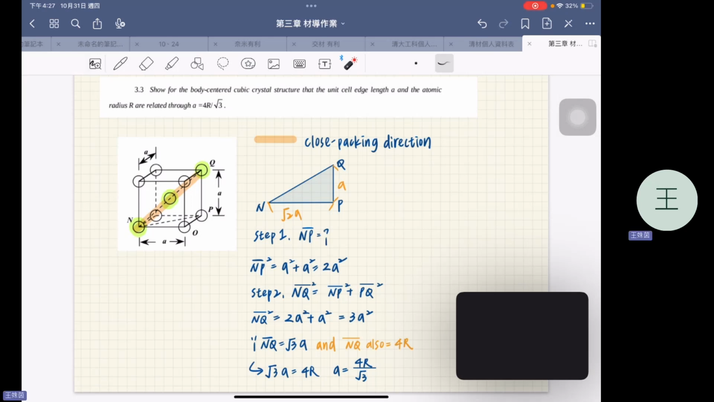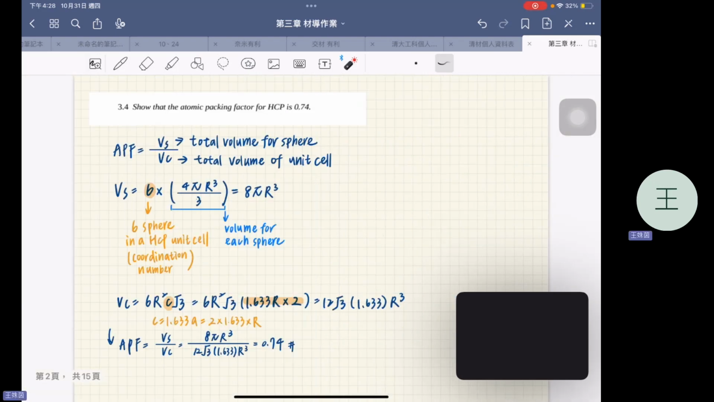So we know this length also equals to 4 radius of the atom. Here's 1, and for this there's 2 radius, which is the diameter of this, and then here's 1 additional radius. Okay, so if we know this, this equals to this, so we can organize the equation and we can get A equals to this. Okay, so this is for 3.3.